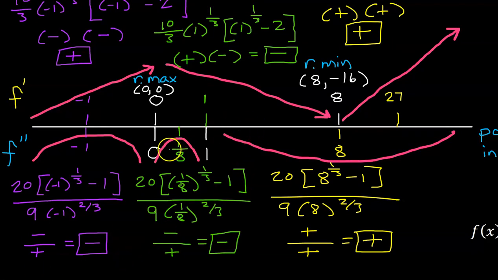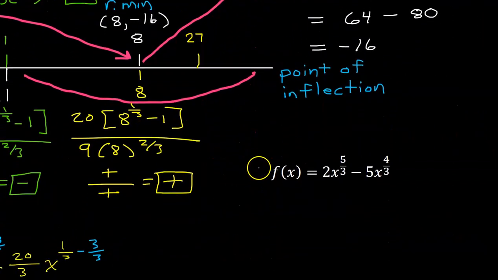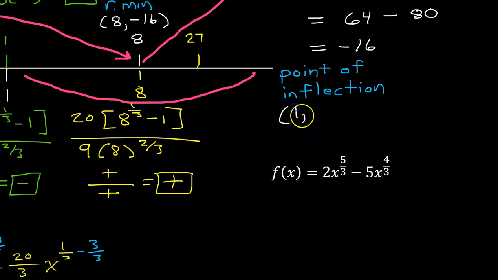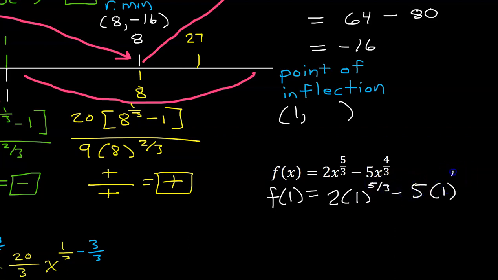Notice that the function goes from concave down to concave up at 1. That means we have a point of inflection at 1 comma something. Let's go ahead and find the y value by evaluating the original function at 1. So this would just be 2 times 1 to the 5/3 power minus 5 times 1 to the 4/3 power. But of course, 1 to the 5/3 power is still just going to be 1, and 1 to the 4/3 power is still going to be 1. So really it's just 2 minus 5, which is negative 3. So we have a point of inflection at 1 comma negative 3.